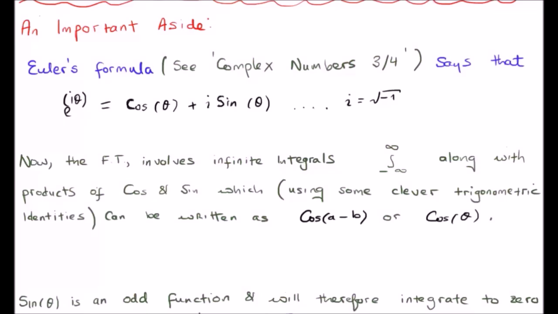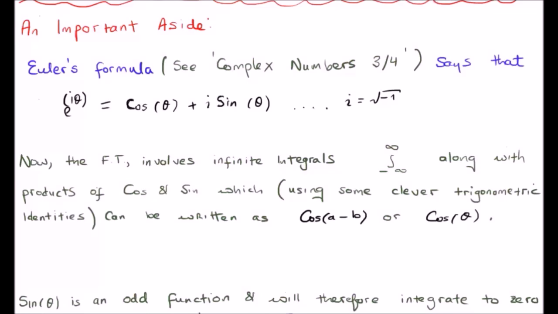In order to do this, we require Euler's formula. I've derived Euler's formula in Complex Numbers, video 3 of 4. So if you're not familiar with Euler's formula, that video is a good starting point. Euler's formula is stated here. We say that e to the i theta is equal to cosine theta plus i times the sine of theta, where i is equal to the square root of minus 1.